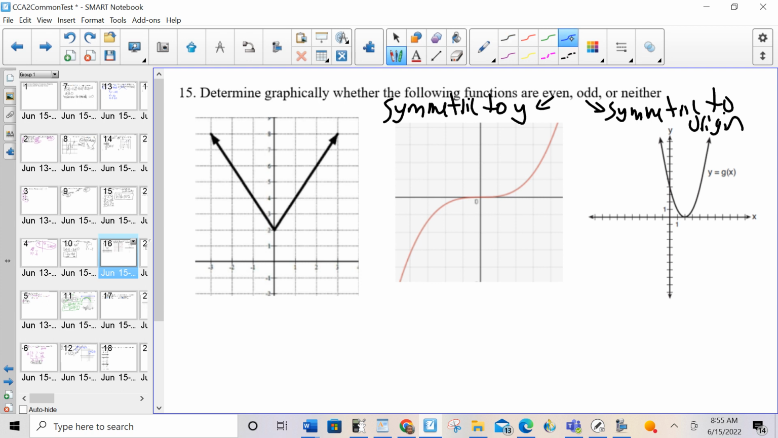15, is it even, odd, or neither? Well, it is symmetric to the y-axis. If I flip it over the y-axis, it will land on itself. So it is even because it's symmetric to the y-axis.